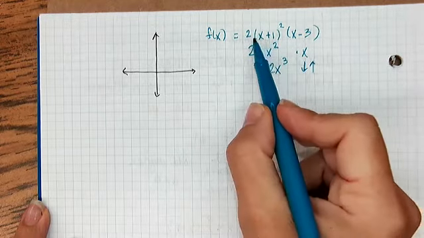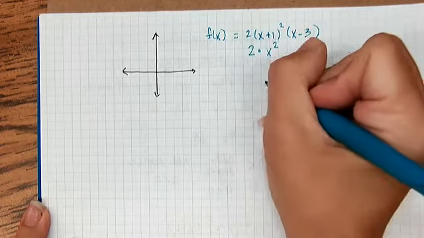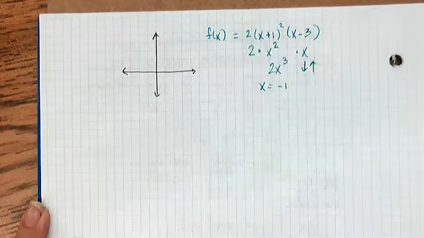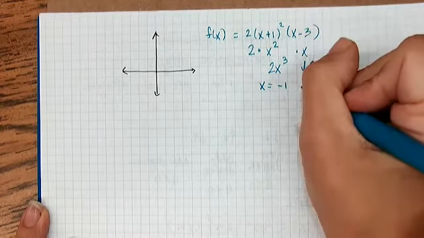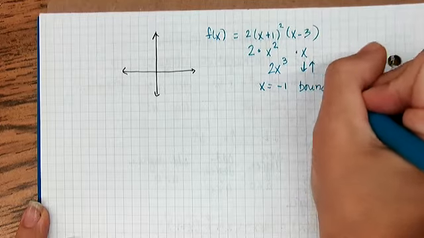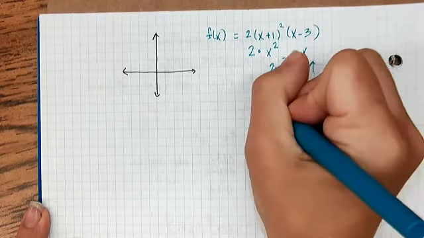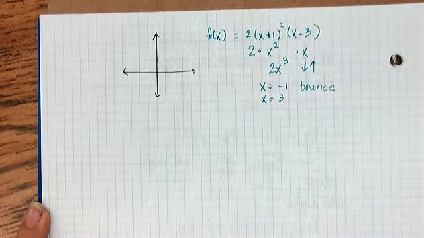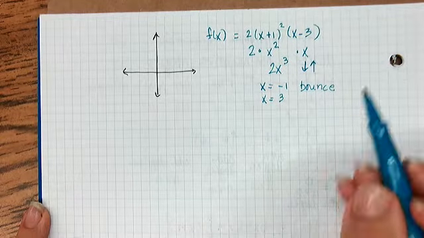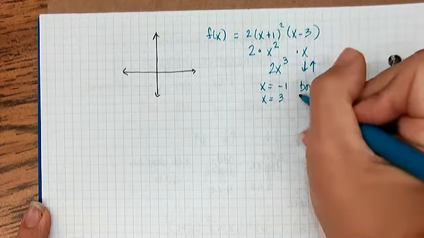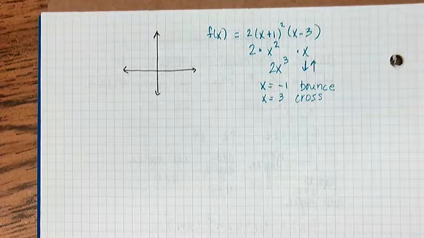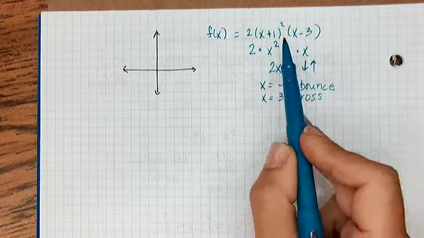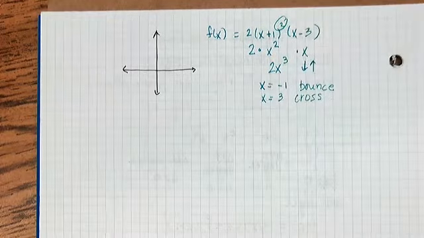You have a 0 at -1. X equals -1. Multiplicity is 2. 2 is even, so this is a bounce. You have an x-intercept, x is 3. The multiplicity is 1. That's odd, so it crosses. Odd multiplicity crosses, even multiplicity bounces. Multiplicity right here is 2.